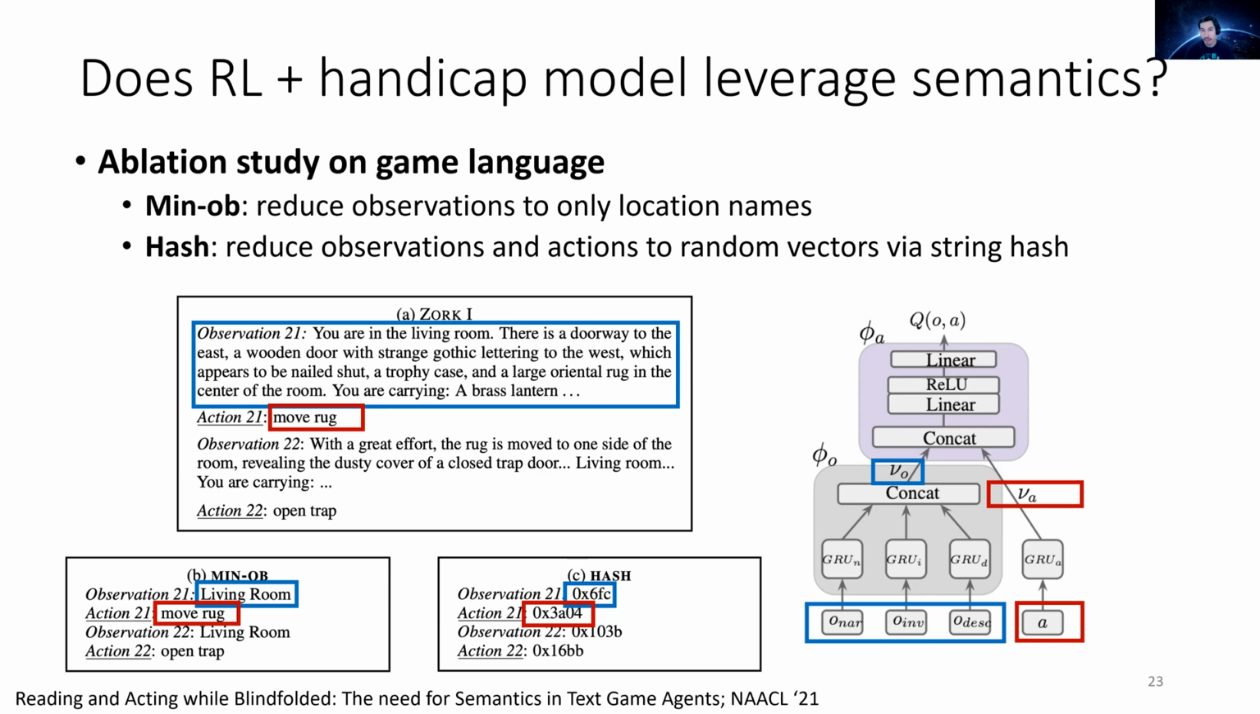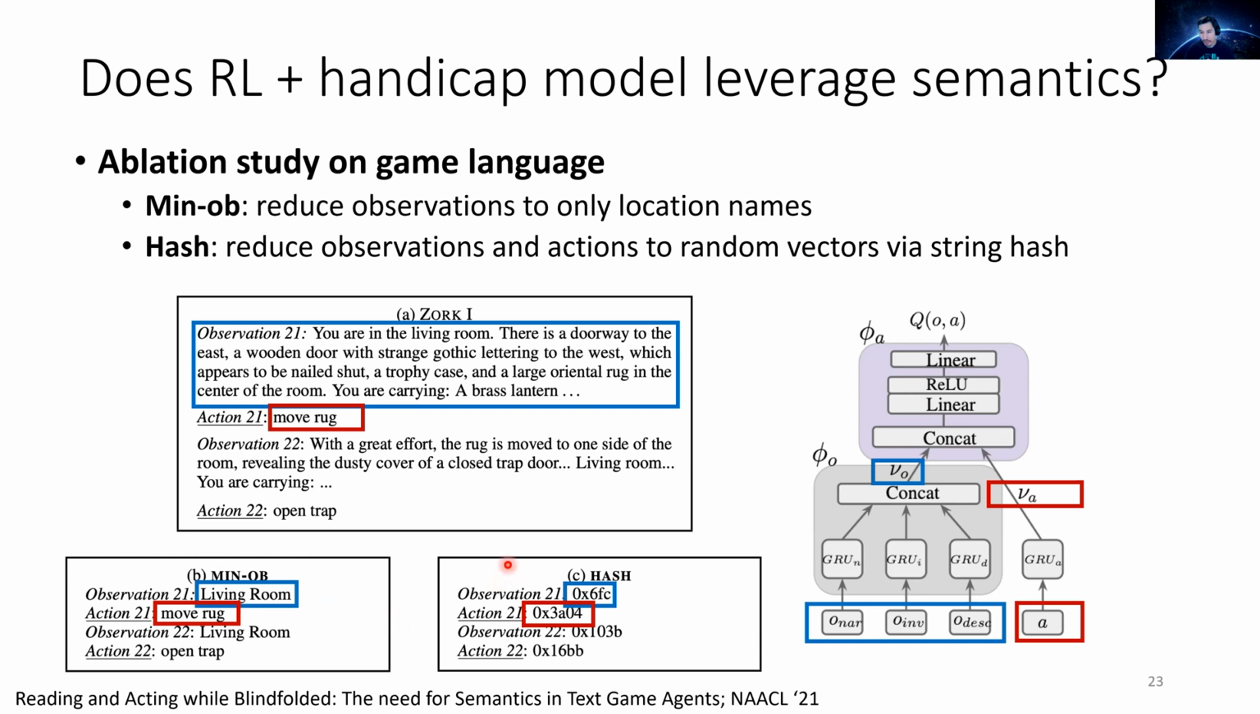To do this, the study looked at two different ways of ablating the agent's state observation and action space. Here in this box, we see the normal state observation for the game of Zork, as well as the normal action text. The first way of ablation that we explored was called min-ob, which would replace the observation of the current location with just the name of the location, but remove all the descriptions of the objects that are inside of it. Actions remain the same under this representation.